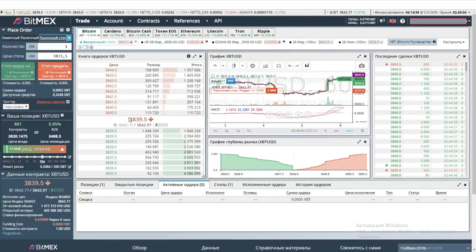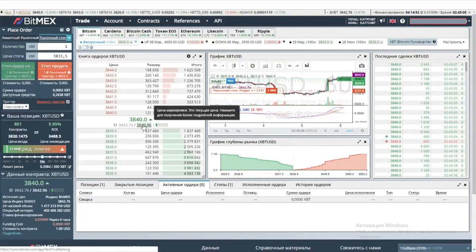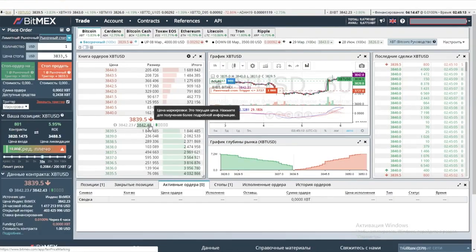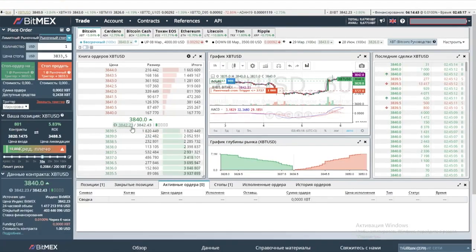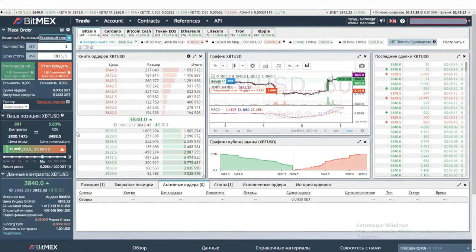We touch on the mark price: the same mark price is the average price across 2, 3 or 5 exchanges that BitMEX uses. There is a main exchange that BitMEX trusts, but it always liquidates you at the mark price, because it is the correct one.